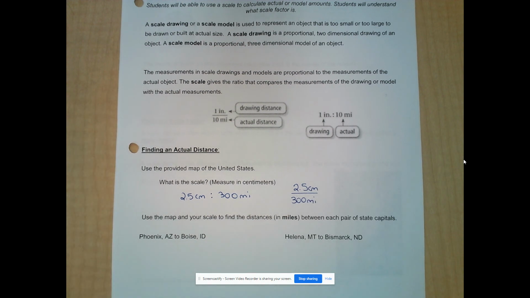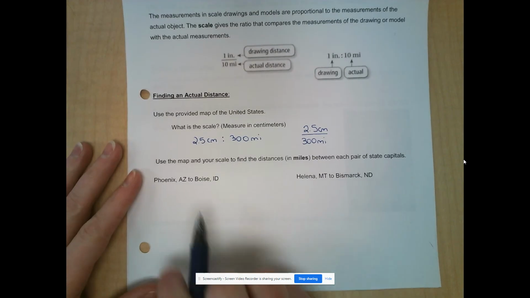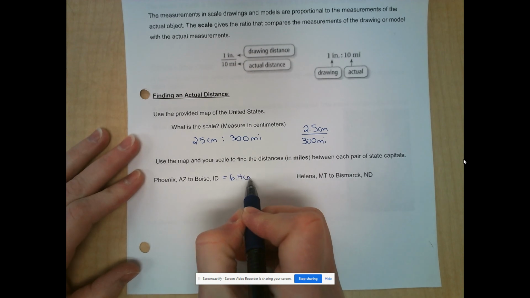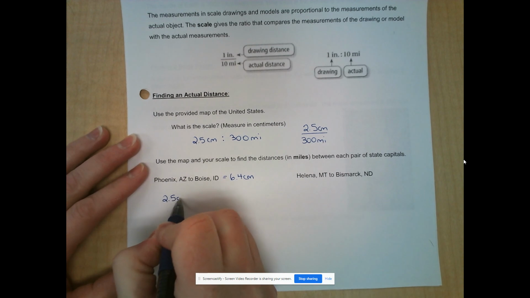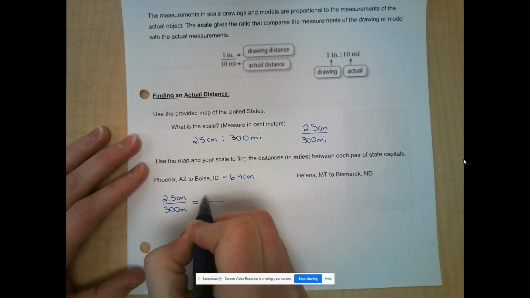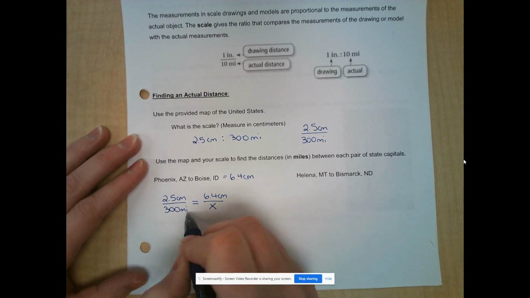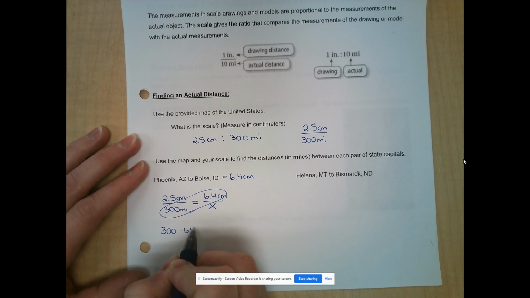Use the map and your scale to find the distance in miles between each pair of state capitals. From Phoenix, Arizona to Boise, Idaho, if we measure using a ruler, that is 6.4 centimeters. So if I use a proportion, every 2.5 centimeters is worth 300 miles. That is equivalent to 6.4 centimeters being worth X miles. I'm going to solve this proportion using cross products. So 300 times 6.4 equals 2.5 times X.